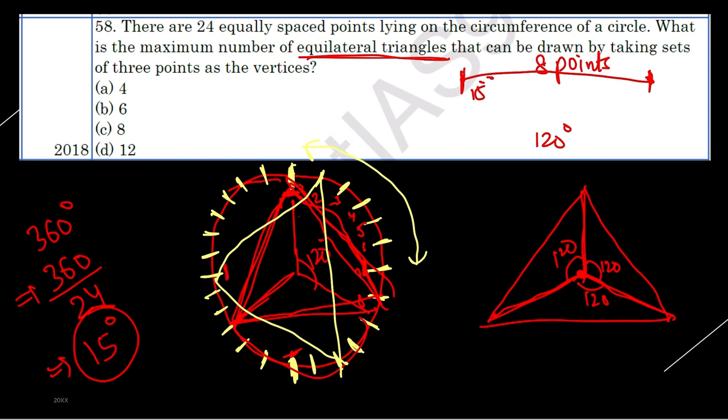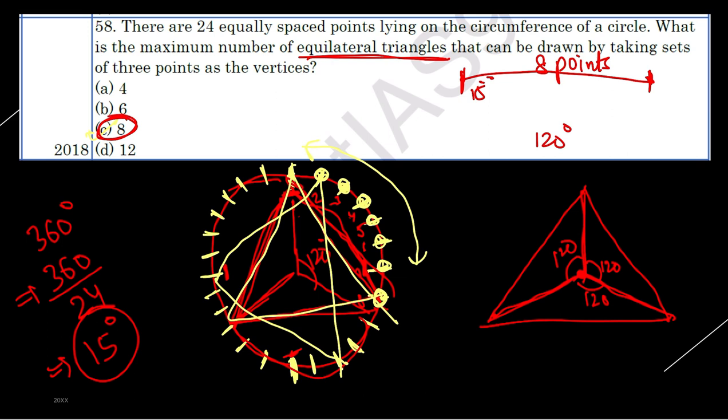So it will start from here. The third equilateral triangle will start from here. Fourth will start from here. Fifth, sixth, seventh, and eighth. Once you reach 8, it will be the same as the first equilateral triangle. So that is why, how many unique equilateral triangles could be made? 8 unique equilateral triangles could be made.